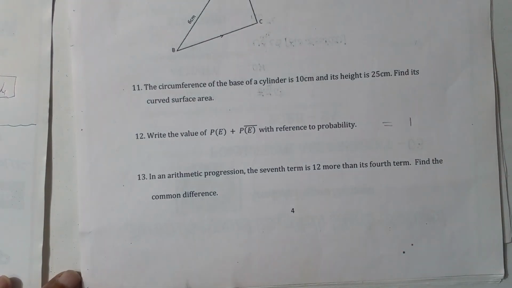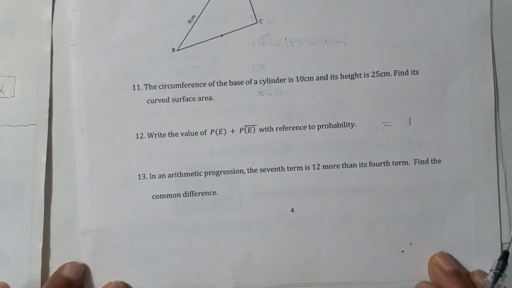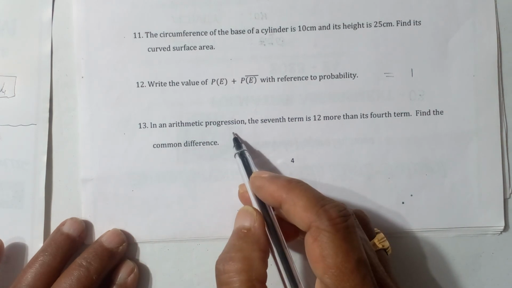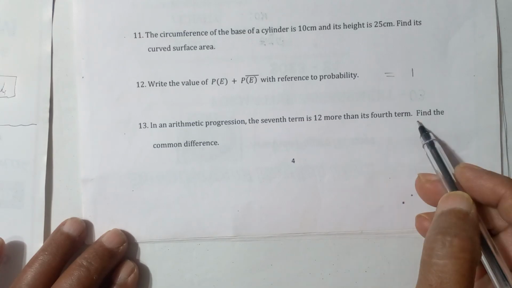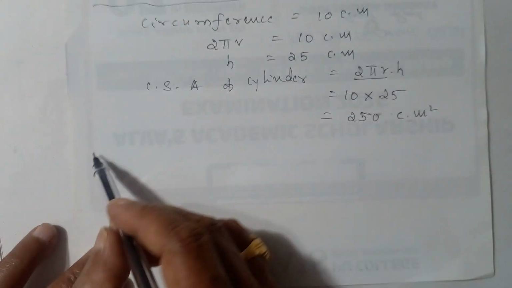After that, next question, observe that one. 13th question: in an arithmetic progression, the seventh term is 12 more than its fourth term. Find the common difference. Here also you have to work.